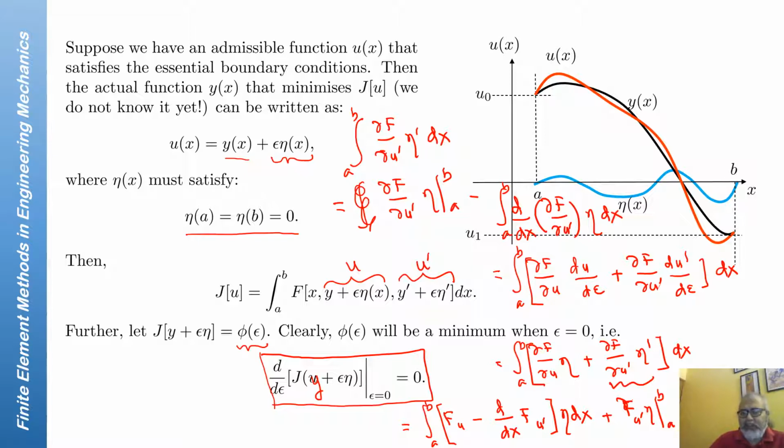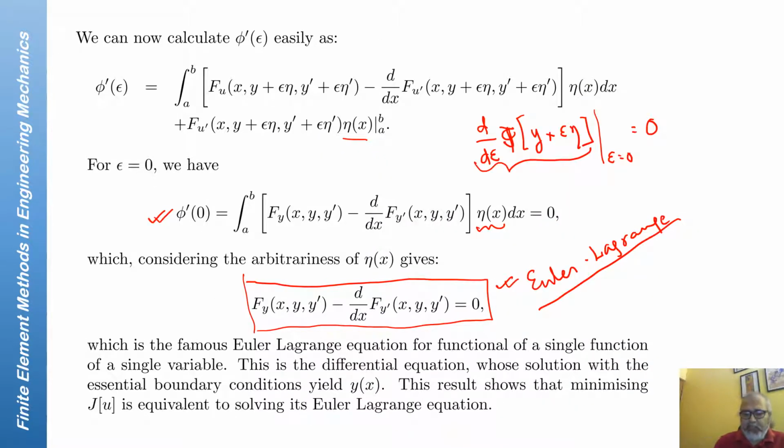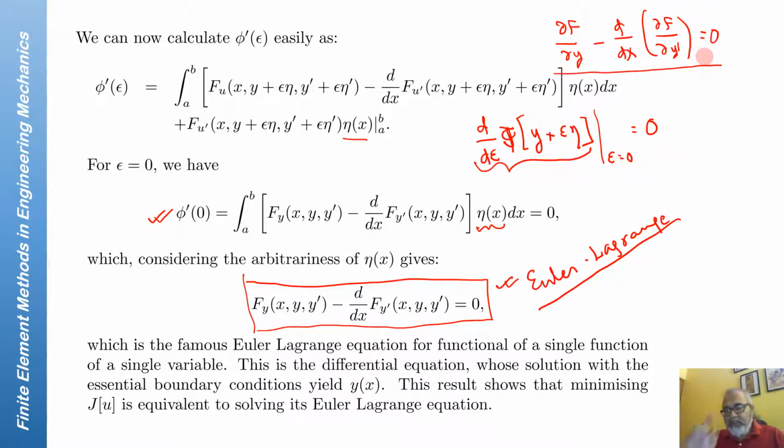So let's look at the Euler-Lagrange equation a little carefully. What you have here is ∂f/∂y minus d/dx of ∂f/∂y' equal to 0. This is your Euler-Lagrange equation for a functional of a single dependent variable of a single independent variable.